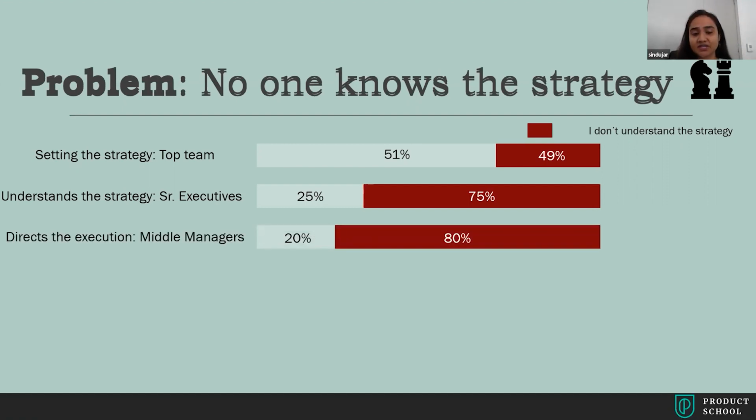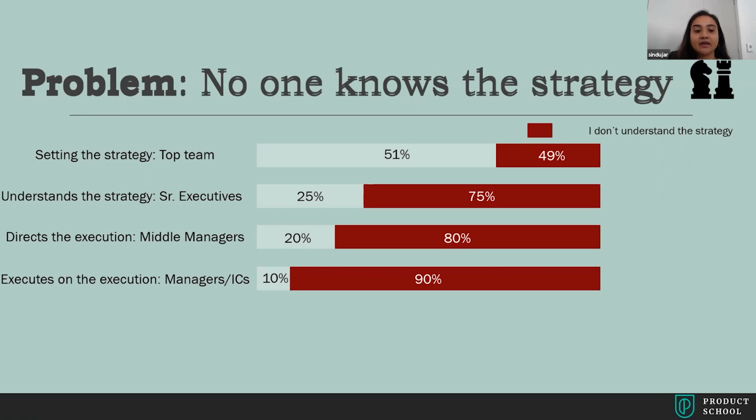The directors of execution, or the middle managers, or M2 as we know them, 80% of them do not understand. And who execute on the strategy itself? They execute on the features that need to happen, the ICs or the individual contributors, and also the managers directly involved with execution. 90% of them do not understand the strategy today. And that's what OKR is trying to get rid of, that says, let's decrease the red bar as much as possible.